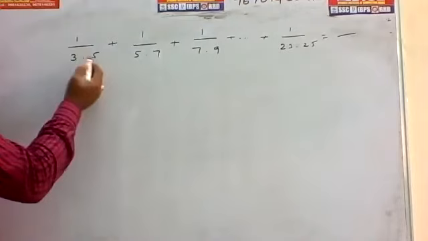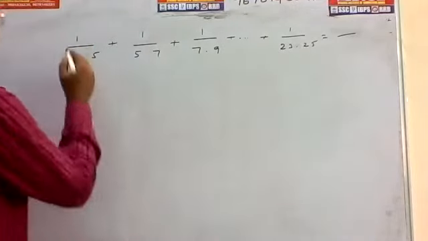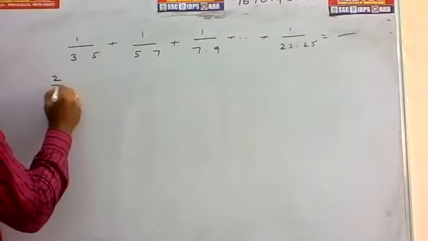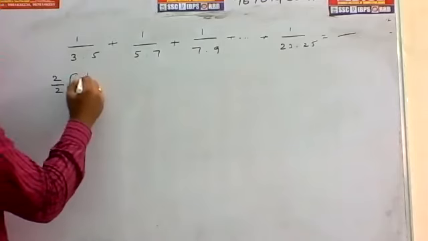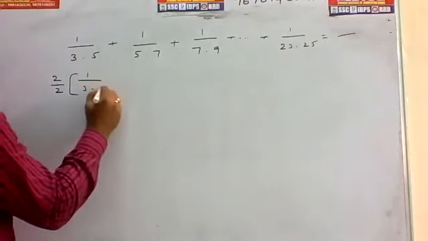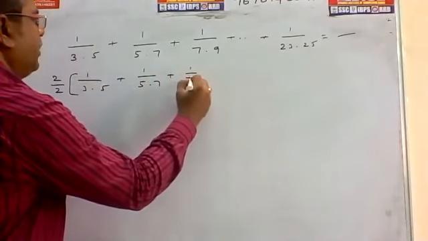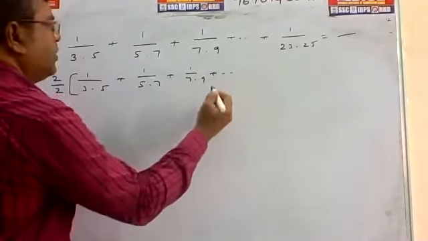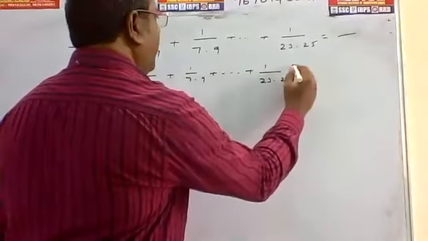So here, actually, 2 is there, but here also no 2. Here also. So that's why I am writing like this. 2 by 2 into 2 by 2 means nothing but 1 only. 2 by 2 into 1 by 3 into 5 plus 1 by 5 into 7 plus 1 by 7 into 9 plus so on, 1 by 23 into 25.